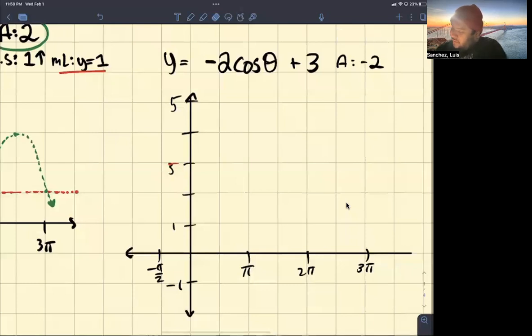All right. Let's go ahead and look at cosine. This is what happens when you have a negative number on the outside, right? That means our amplitude is the absolute value. So our amplitude is going to be 2. But this negative means you're going to have a reflection across the x-axis. Okay. So that's what the negative means.